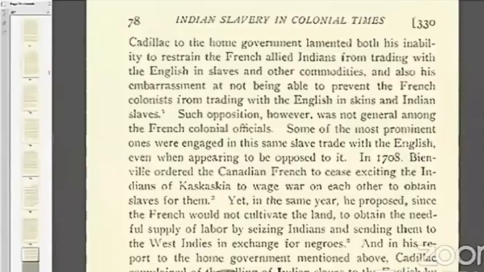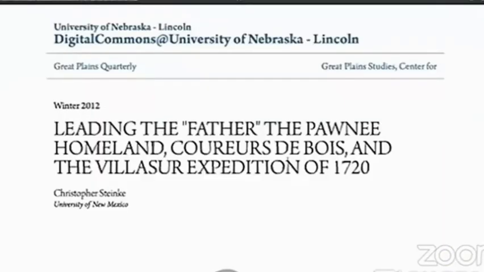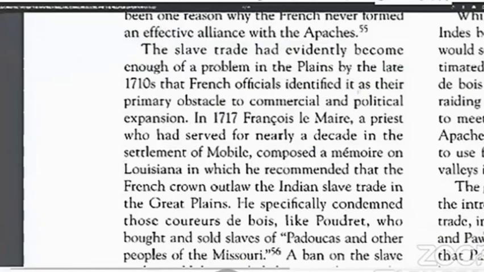In 1714, a report of Cadillac to the home government lamented both his inability to restrain the French allied Indians from trading with the English in slaves and other commodities, and also his embarrassment at not being able to prevent the French colonists from trading with the English in skins and Indian slaves. The slave trade had evidently become enough of a problem in the plains by the late 1710s that French officials identified it as their primary obstacle to commercial and political expansion.